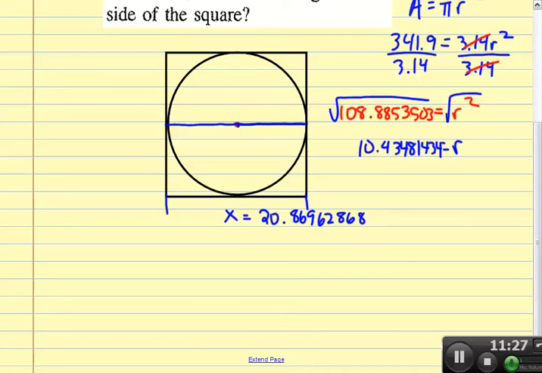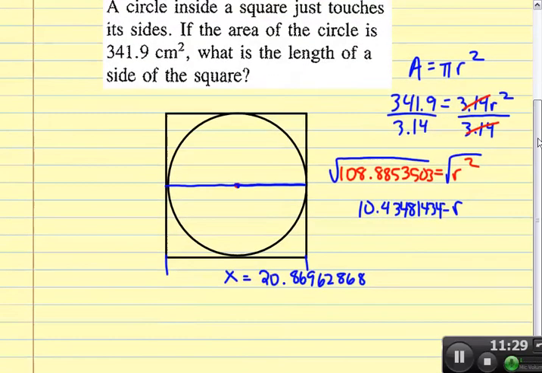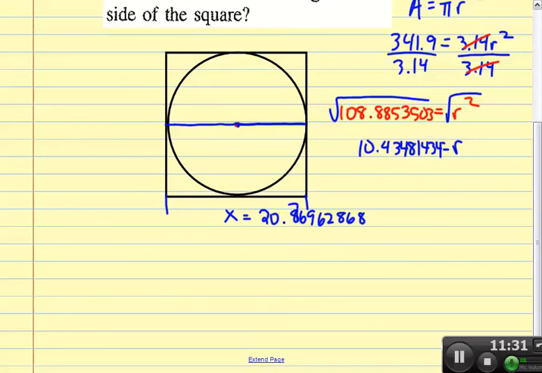All right? And it said round to the nearest tenth. So I'm going to put my gate around that, and I'm going to get that X is equal to 20.9 centimeters. How about that? That's some nice looking math. Looks like we know something.